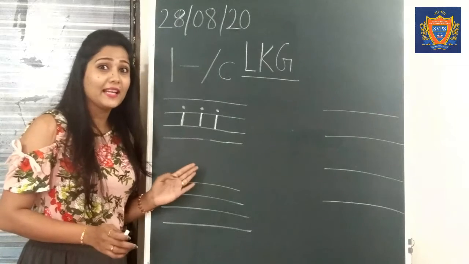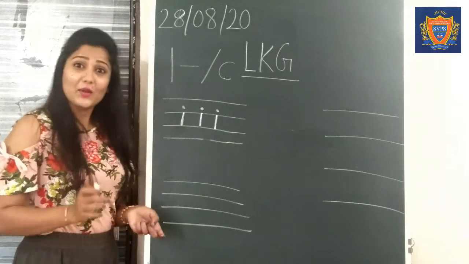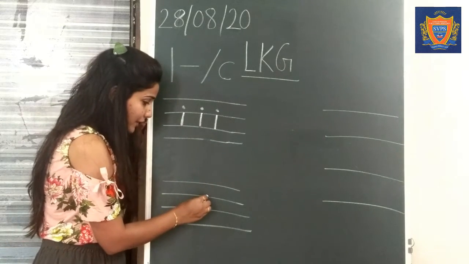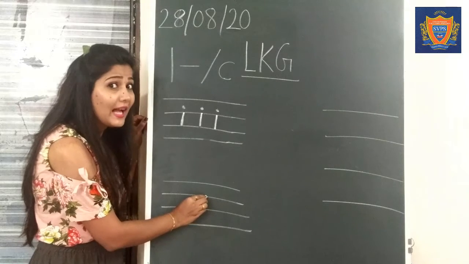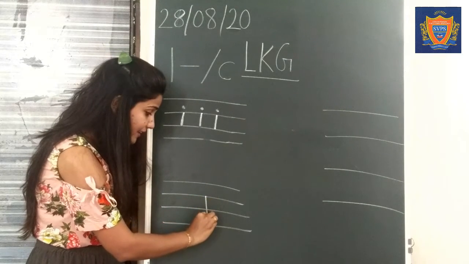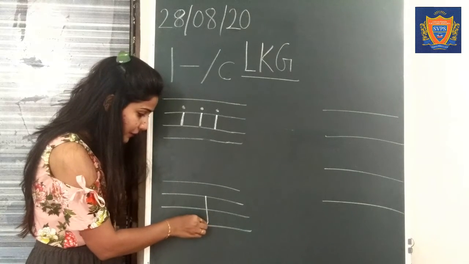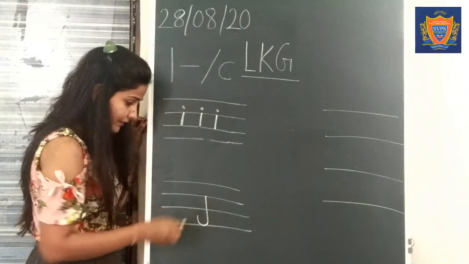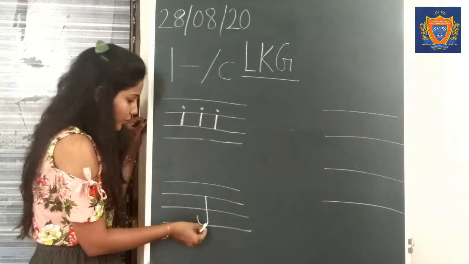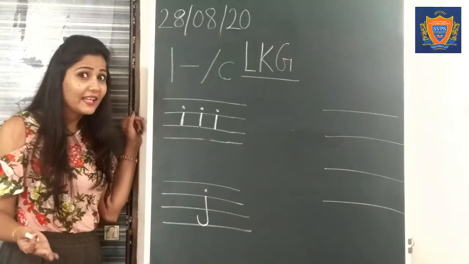What comes after I? J. Right? J is also very easy. Come, let's see how to write. 1, 2. Start from second line. Standing line. Now touch the last line and make a turn. Make a turn and curve. You can call it curve also. Now put a dot. J.